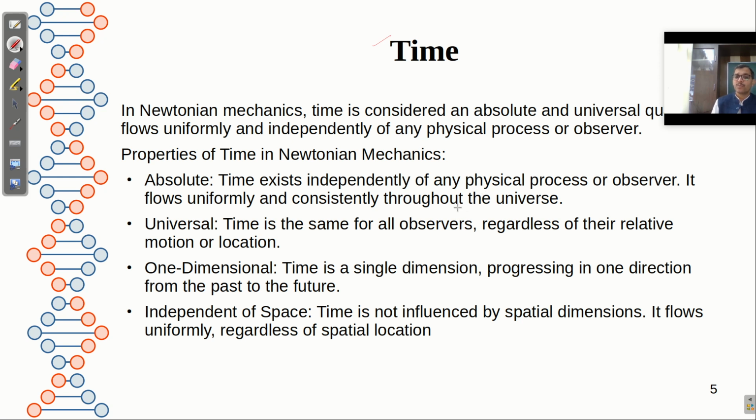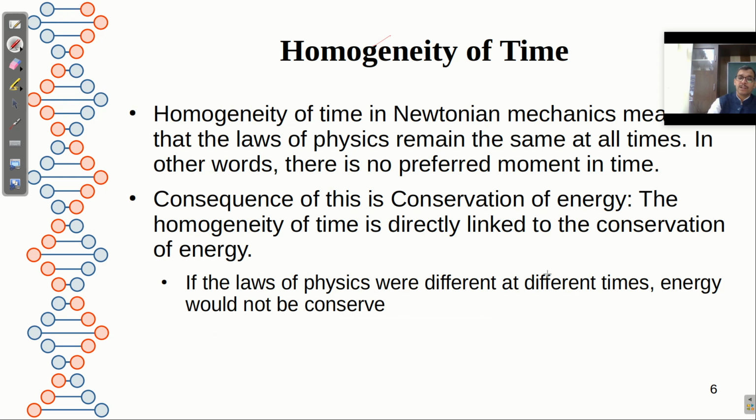And time is same for all observers, regardless of their relative position or location or the motion. And it is one dimensional, means time is considered as a single dimension and progressing in one direction from the past to the future. Independent of space means time is not influenced by the spatial dimension, it flows uniformly regardless of the spatial locations.